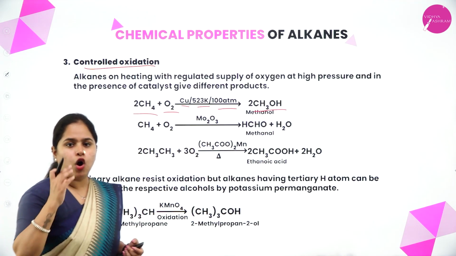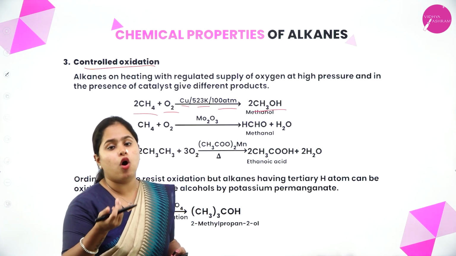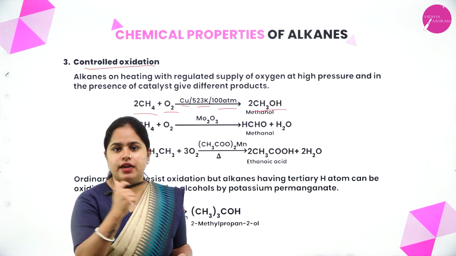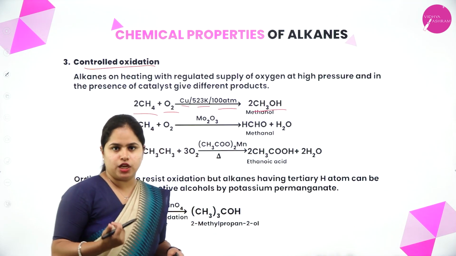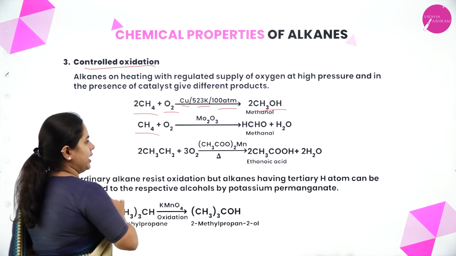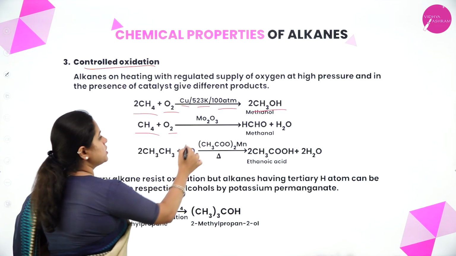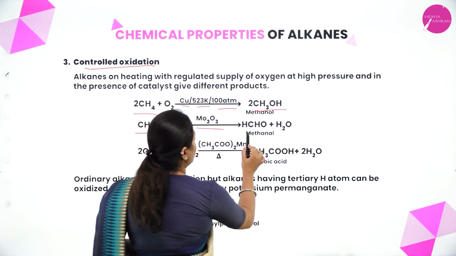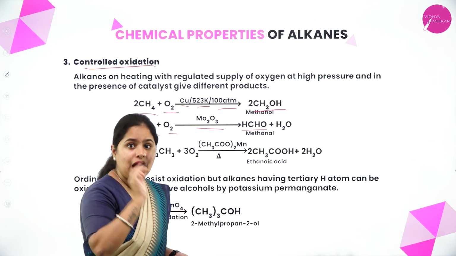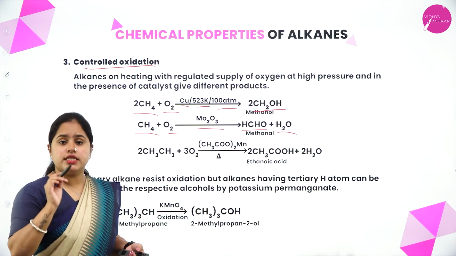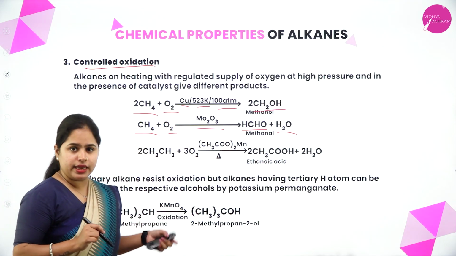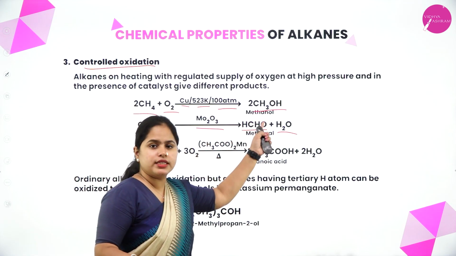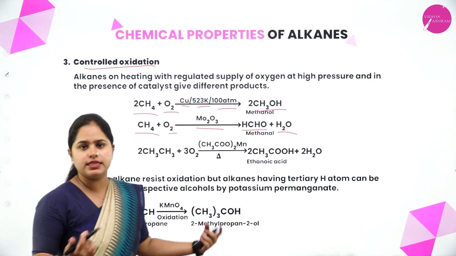So if the alkane undergoes oxidation in the presence of copper at 523 Kelvin and 100 atm pressure, you will get methanol. Now the same alkane undergoes oxidation in the presence of molybdenum oxide. What happens? You will get an aldehyde and water. See what happened here? The same alkane is taken, but the catalyst is different. So in the first case you get alcohol, in the second case aldehyde.